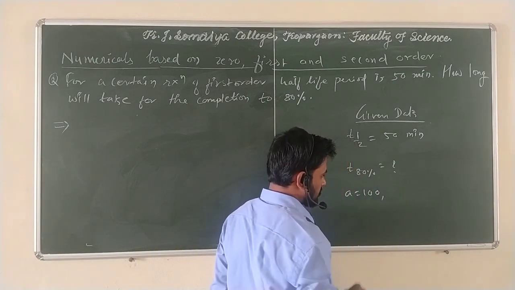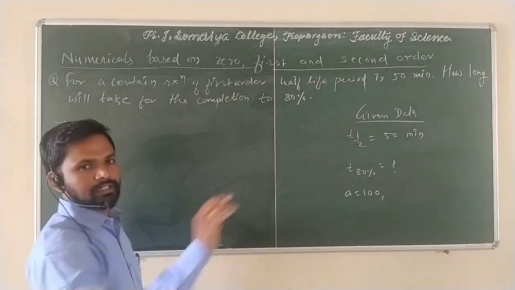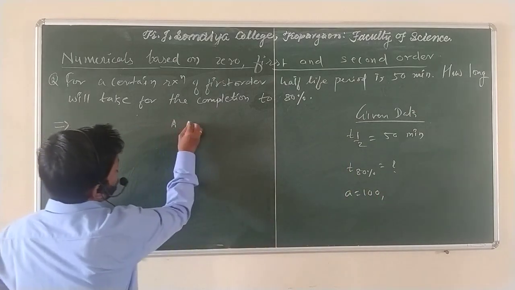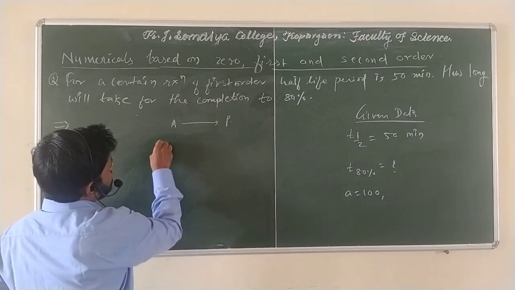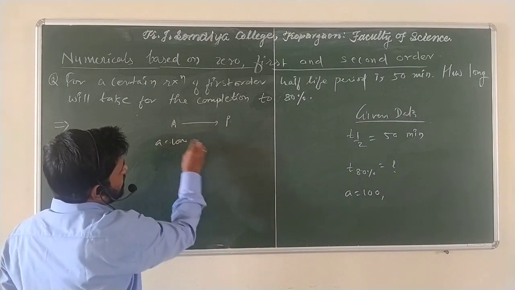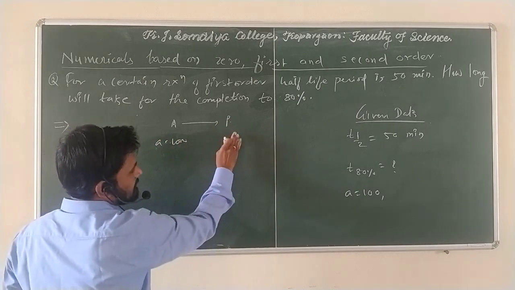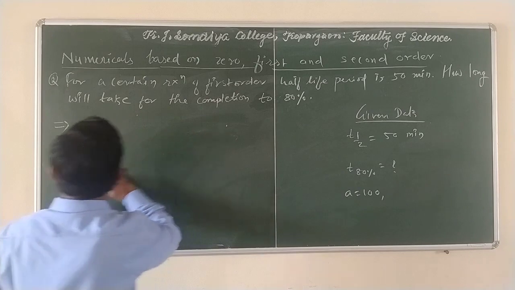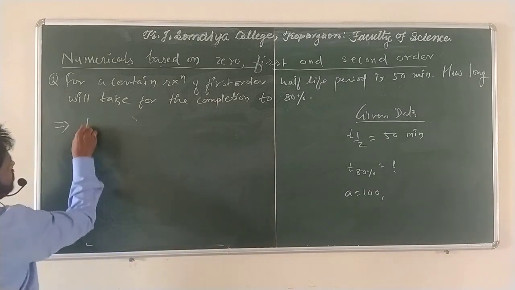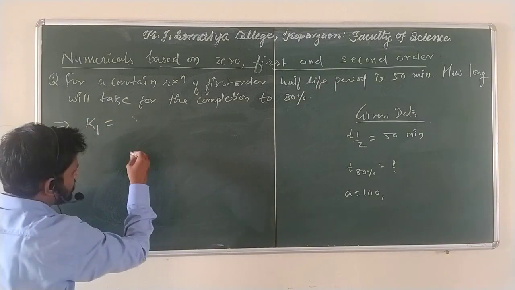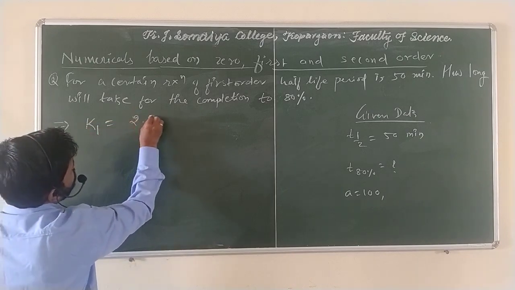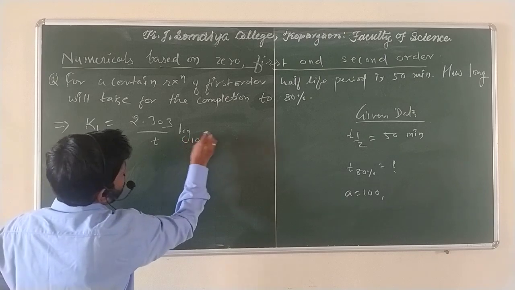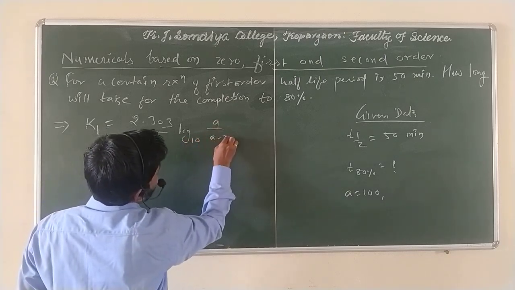Okay, initial concentration. What does 80% completed mean? Time for 80%: 80% product is there. See, this is A equal to 100. 80% is completed means what? X is the 80. Whenever you are solving, we have the formula. First write here the formula: K1, rate constant for first order, equals 2.303 upon T log 10 A upon A minus X.